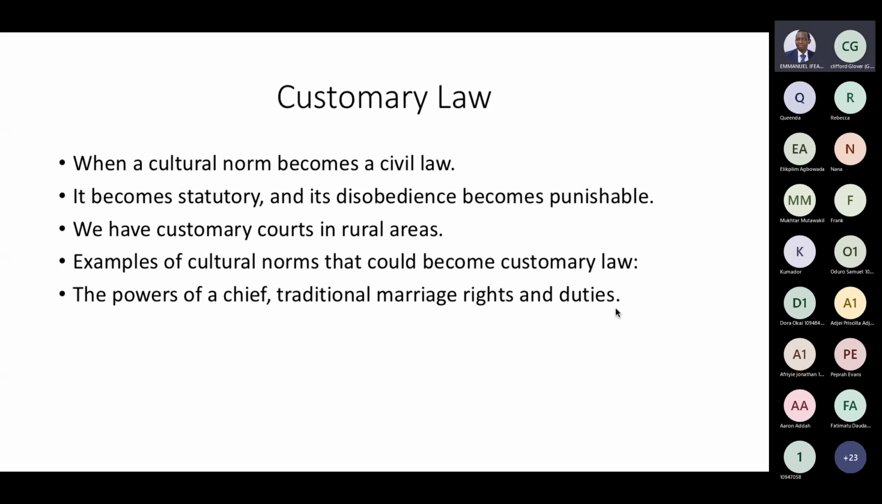Okay. Then we have customary law. When a cultural norm becomes a civil law, sometimes the government can decide to convert some customary duties or laws in the rural area and make it a law so that disobedience could be punishable. So we have customary courts in rural areas. Examples of cultural norms that could become customary law include the powers of a chief and traditional marriage rights and duties. These could be transformed into customary law so that those who go against them could be punished.